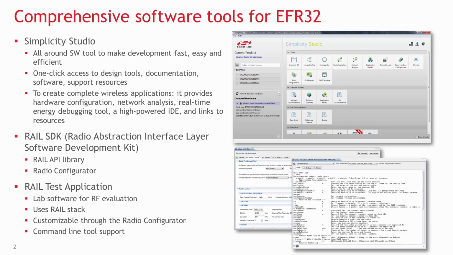The RAIL test application is our lab software for RF evaluation. It can be used for all sorts of lab measurements, such as putting the device in continuous wave, PN9 modes, conducting bit error rate tests, or setting up a quick TX-RX link. RAIL Test app is available as an example project. It uses the RAIL stack and it is customizable through the radio configurator. The RAIL Test app can communicate with a command line tool.